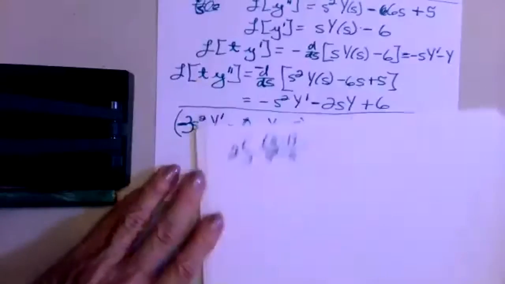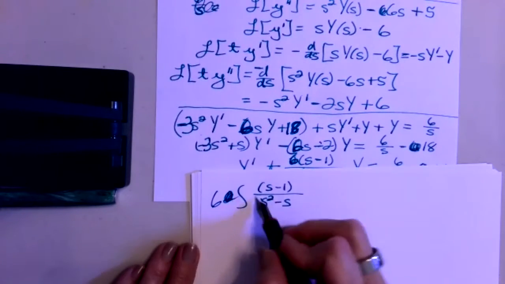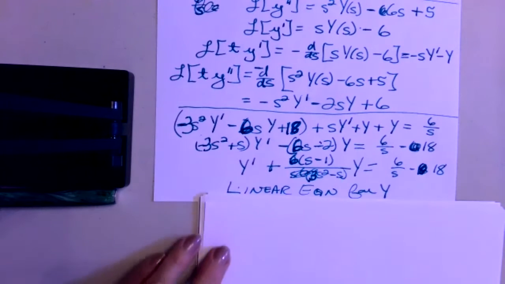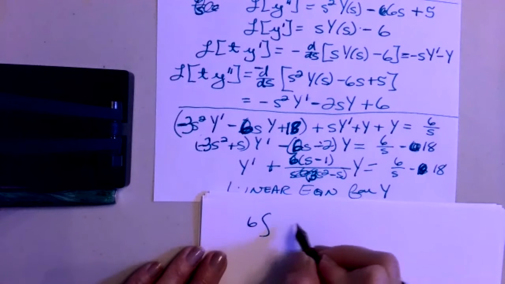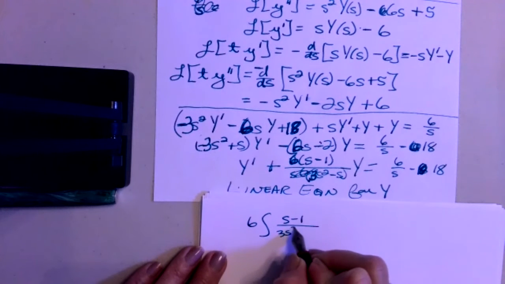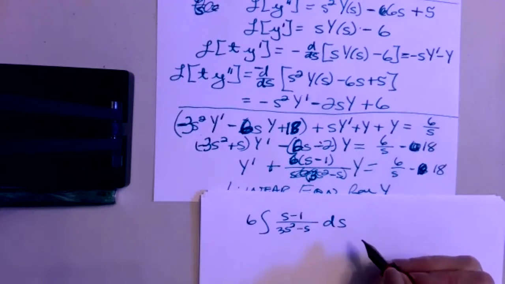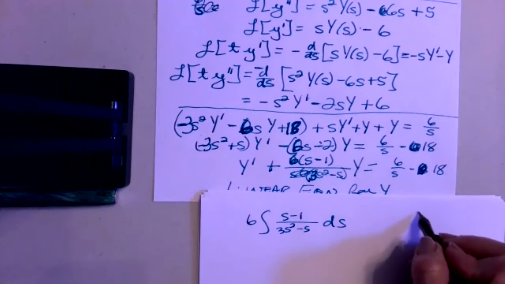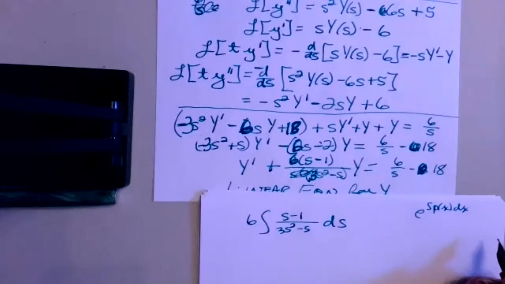So we have a 6. Okay, so now let's scratch that and just start that over. So the integrating factor here is going to be 6 times the integral of s minus 1 over 3s squared minus s ds. Well, that's not the integrating factor. That's the integral of p, and the integrating factor is e to this. So we have to work on this a bit.